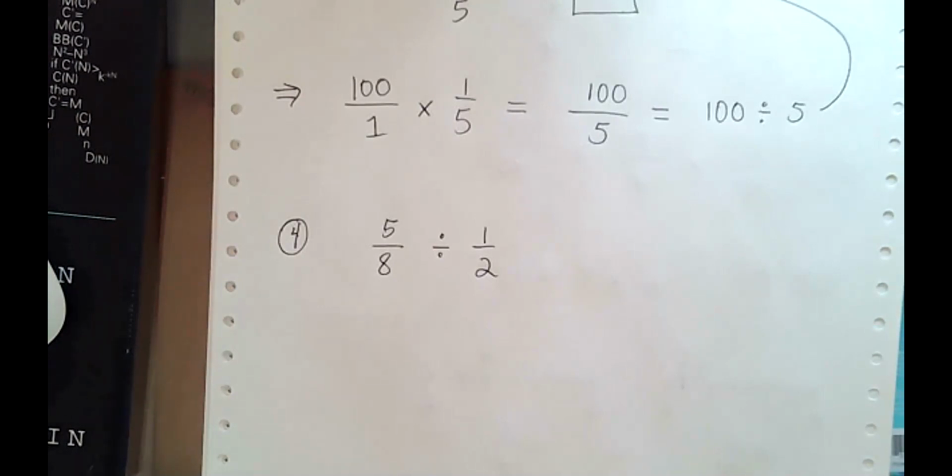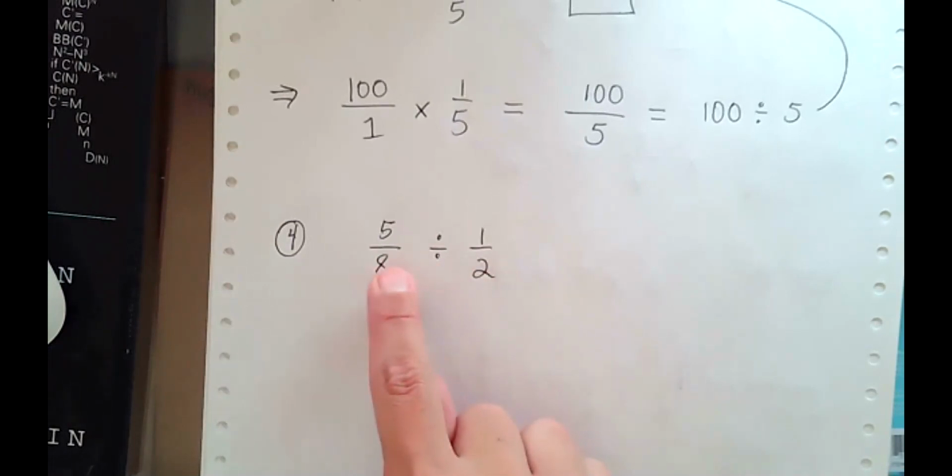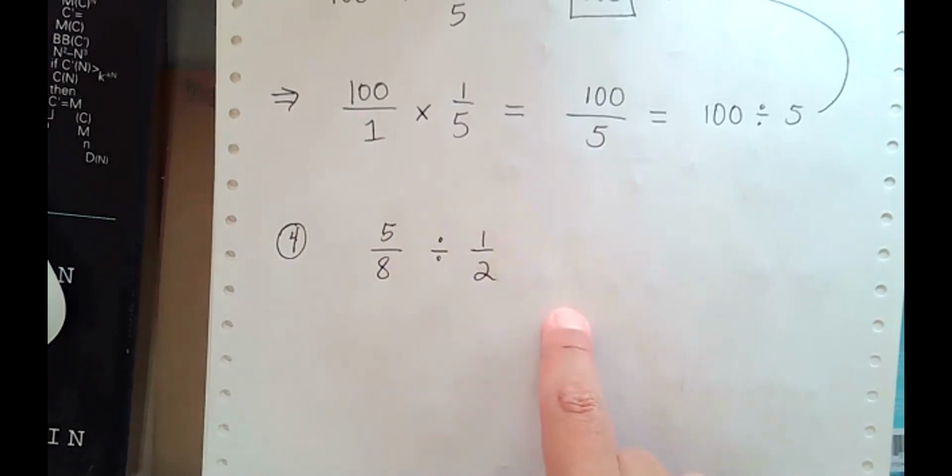Okay. Cross multiply. I think you had to do like a cross, like multiply 5 times 2, and then put it in the top, and then 8 times 1, and then put it as a denominator. Okay, I see what you're saying. Something like that. I don't remember.